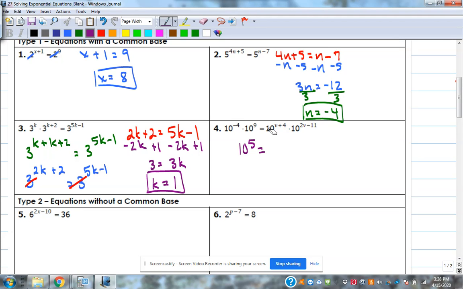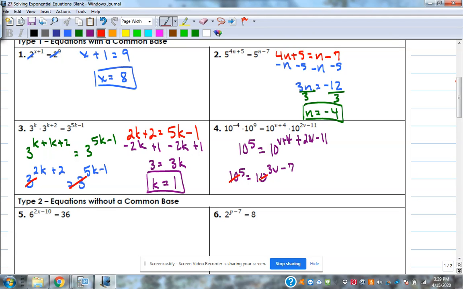On the right-hand side, again, same base. And they're multiplying, so we're going to add the exponents together. So v plus 4 plus 2v minus 11, combine like terms. 10 to the v plus 4 plus 2v minus 11. And we simplify that, 10 to the 5th equal to 10 to the 3v minus 7.